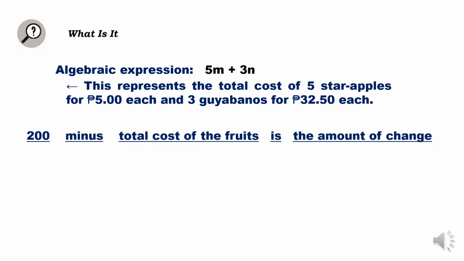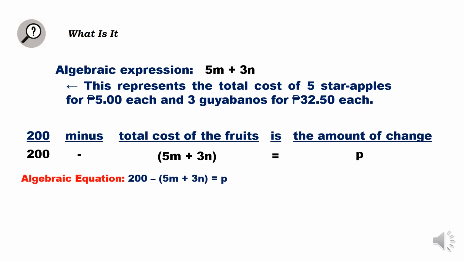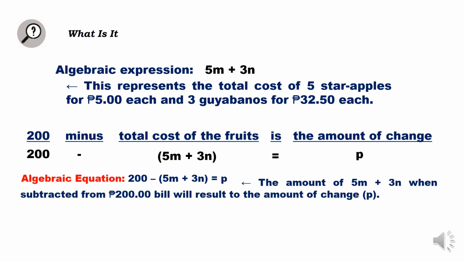200 minus the total cost of the fruits is the amount of change. 200 minus the sum of 5m and 3n equals p. Algebraic equation: 200 minus the sum of 5m and 3n equals p. The amount of 5m plus 3n when subtracted from a 200 peso bill will result in the amount of change, or p.